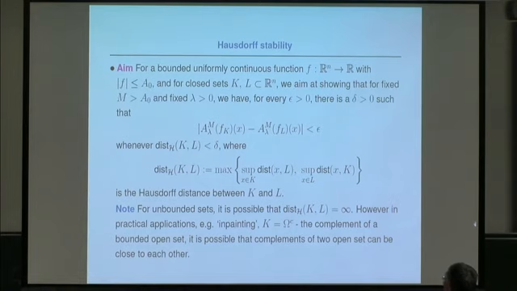But there's a technical issue. When we do inpainting, the set we know is an unbounded set. But this doesn't matter. In many situations, the Hausdorff distance for unbounded sets can be very close, right? If you think about the complement of two samples, you cut it in two different shapes, the complements will be close.